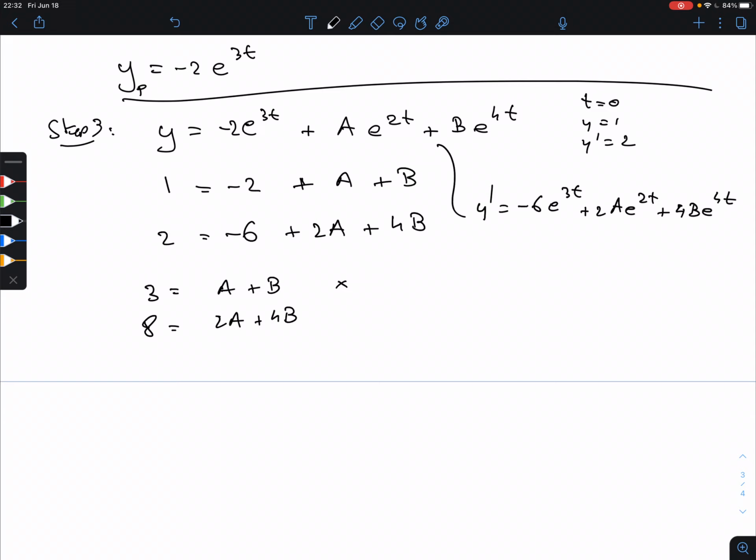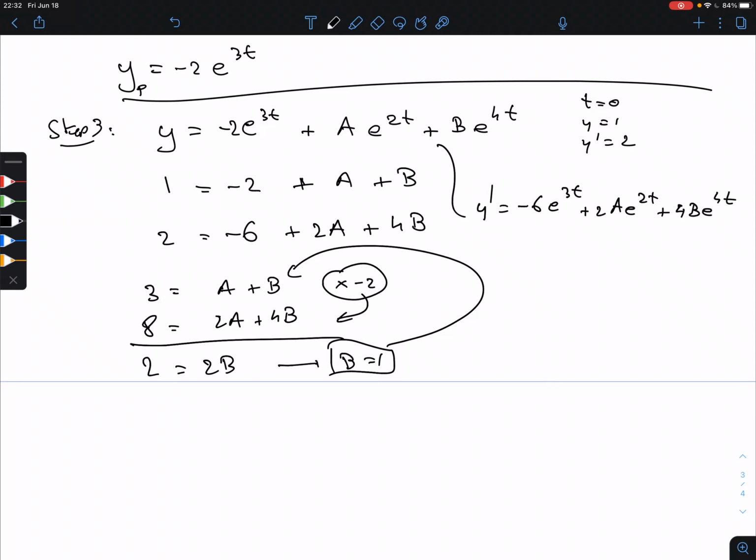So let's multiply this with negative 2 and add up to there. So negative 2 times 3, that's negative 6, and adding that to 8, I get 2. And then negative 2 times plus 2a, that cancels out, so I get negative 2 times b plus 4, but that's 2b, so I see that b is 1. Okay, and so once I have 1, I can plug this in here. So 3 is equal to a plus 1. So I see that a is equal to 2.